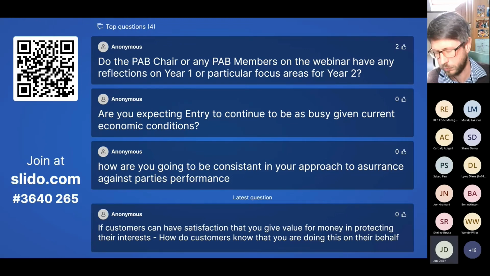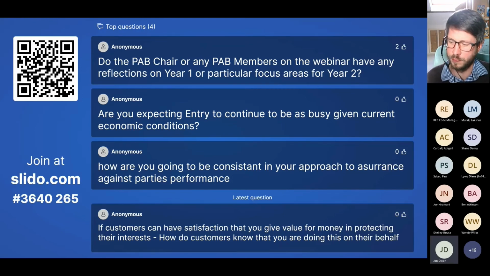But I think it's absolutely right in terms of the questions that we've had in terms of being able to demonstrate the value for money for this, because, as we've often said on the PAB and elsewhere, it's easy to articulate the benefits case for performance assurance in the wholesale markets, where it's all about the accuracy of settlements and making sure that you're not picking up cost which isn't associated with your own purchases and your own consumers' consumption.